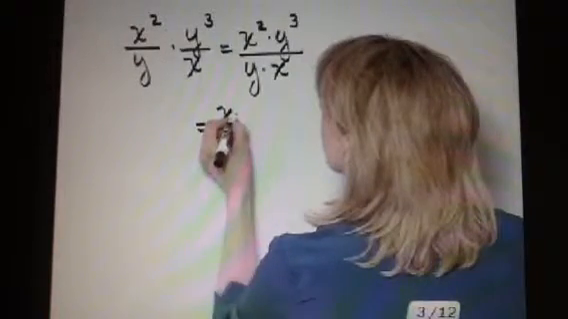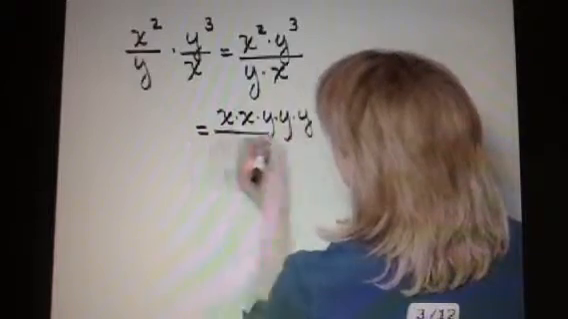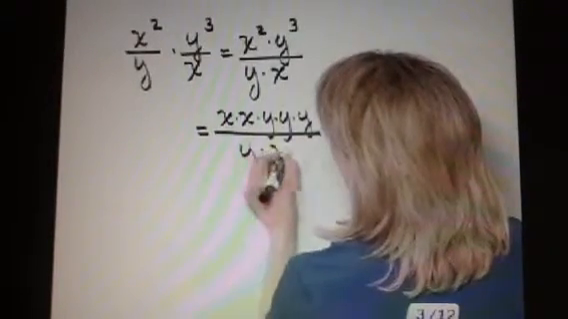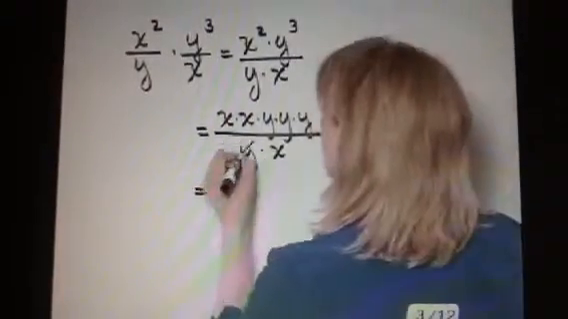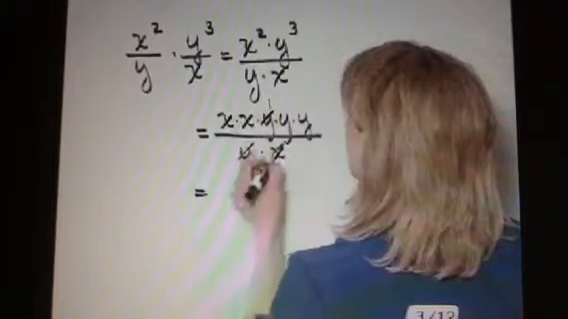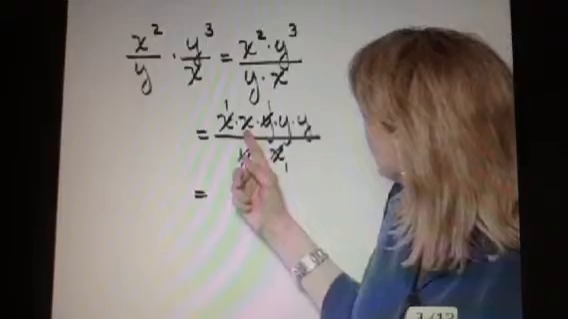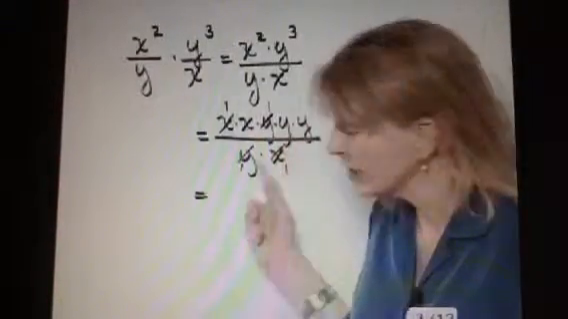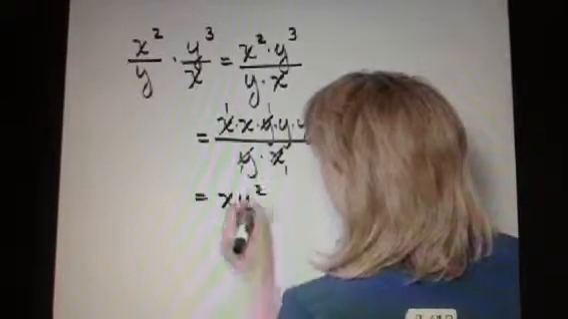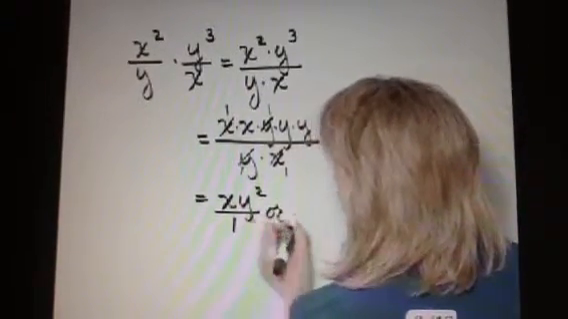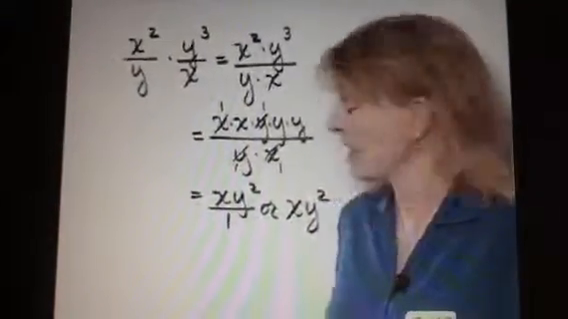X squared is x times x. Y cubed is y times y times y. And then I have a y and an x in the denominator. Notice the common factors. Common factor of y, common factor of x. So what do I have left? x y squared over 1, which can be written simply as x y squared. There is my product.